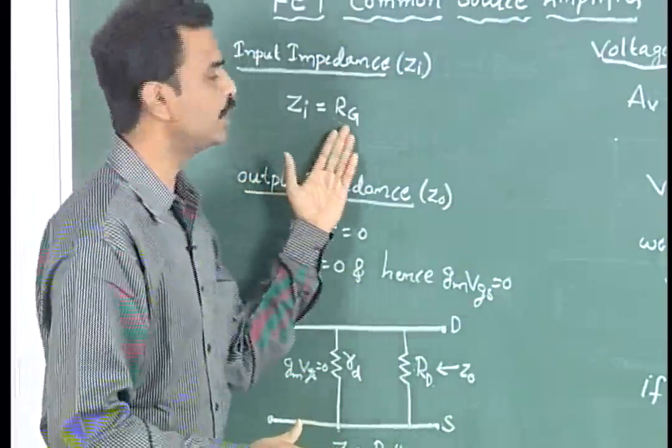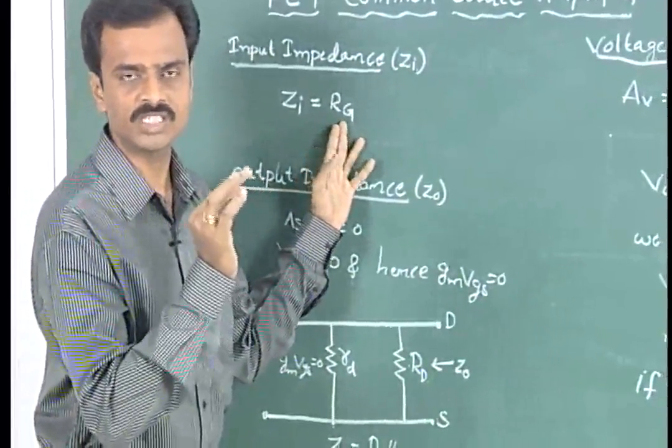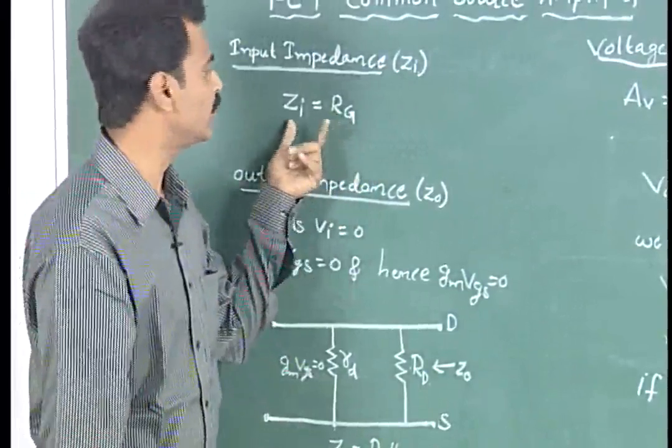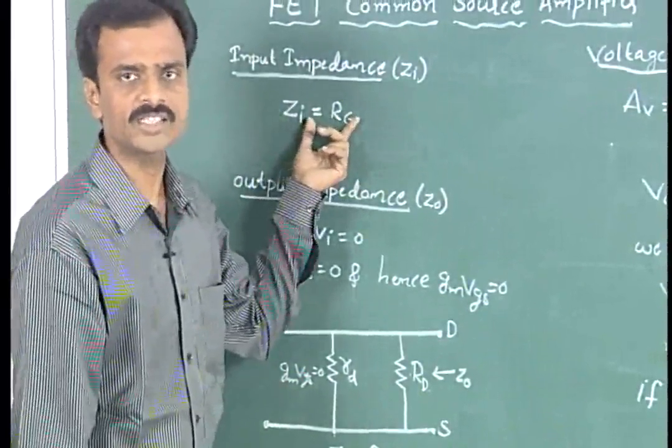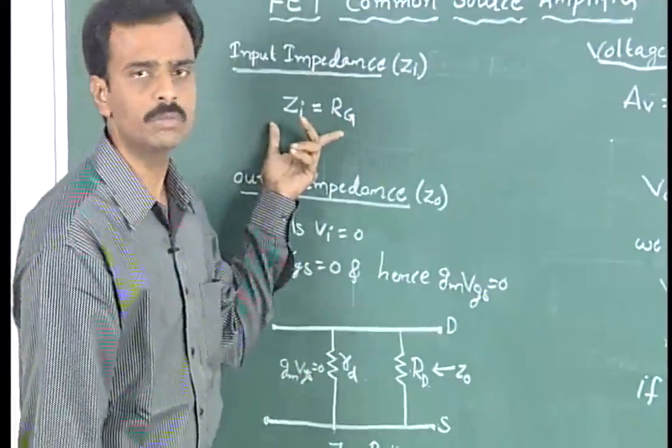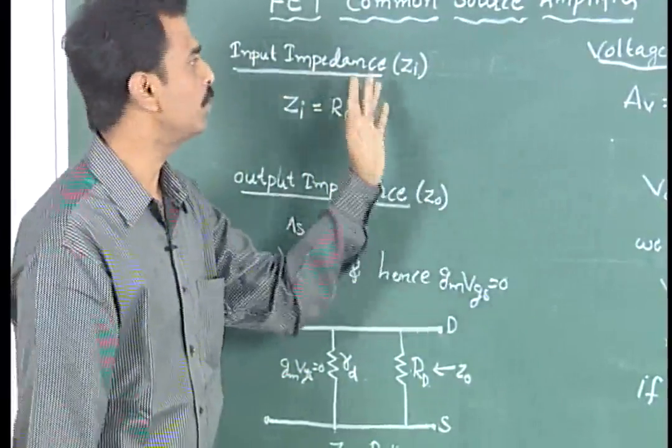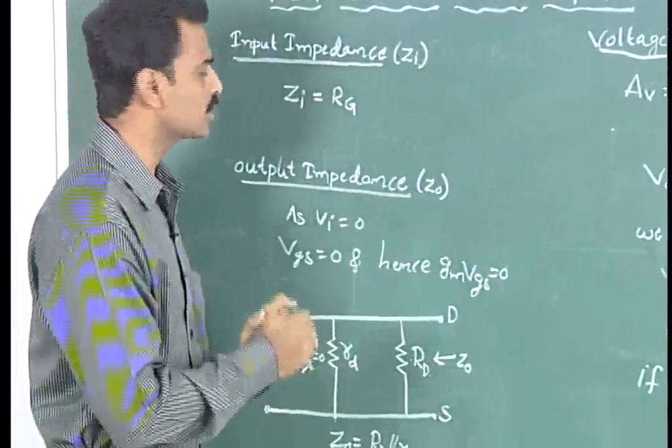So it is directly looking only at the resistance which is connected to the gate terminal, which will be the input impedance. So that gate resistance will be the input impedance for the case of the common source amplifier.